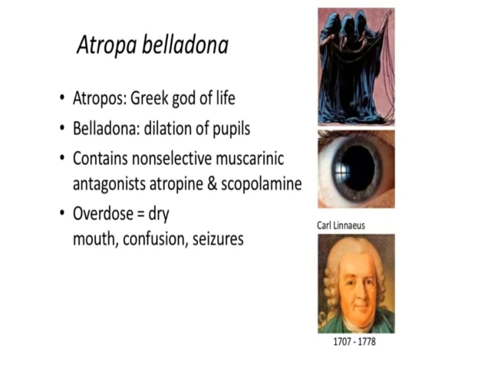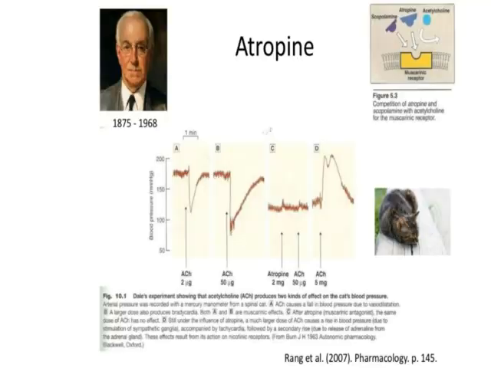And what are the antagonists? These agents bind to the receptor and block the activity of acetylcholine. These drugs are called antagonists. So atropine and scopolamine are the antagonists. From where are they obtained? They are obtained from Atropa belladonna. These are the non-selective muscarinic antagonists. An overdose of this agent causes dry mouth, confusion and seizures. This is atropine.